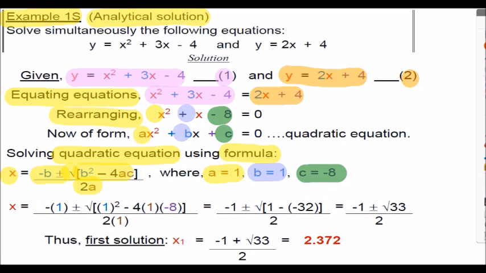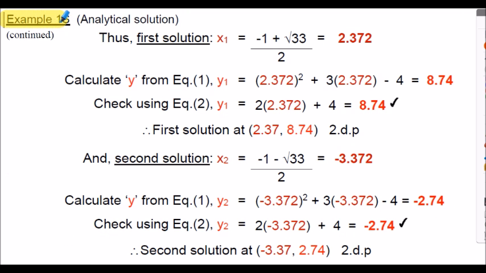Don't forget in the quadratic equation we have this plus or minus, which means we have two solutions. So the first solution I've denoted x1. We'll use the plus sign here in the numerator, and that evaluates to 2.372. Example 1 continued, just repeating the first solution x1 value from the previous slide. Don't forget we evaluated that from negative 1 plus the square root of 33 divided by 2 to give us 2.372. What we're going to do now is work out the y value associated with x1.